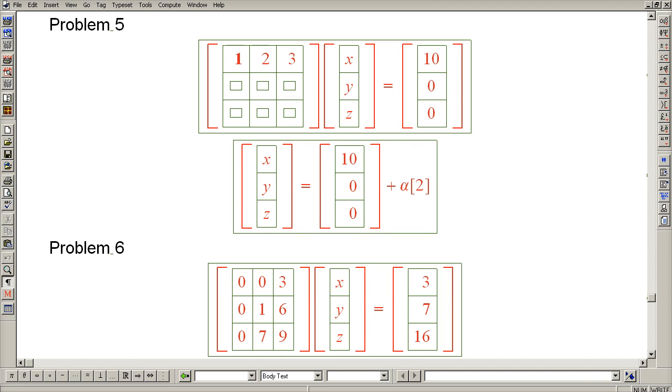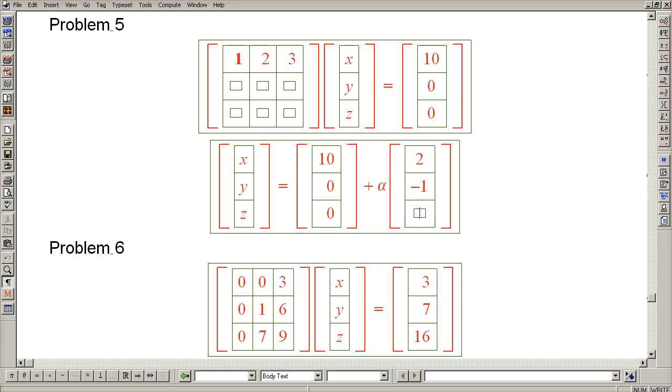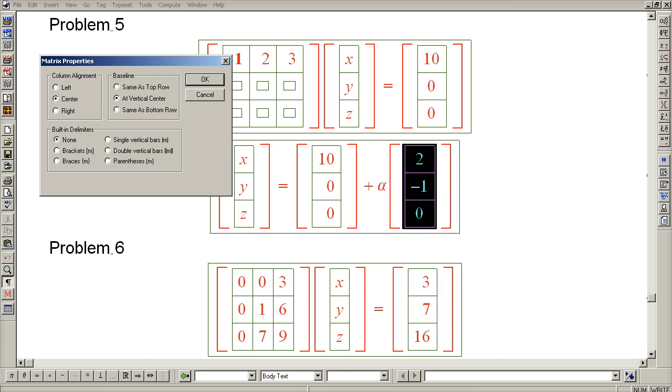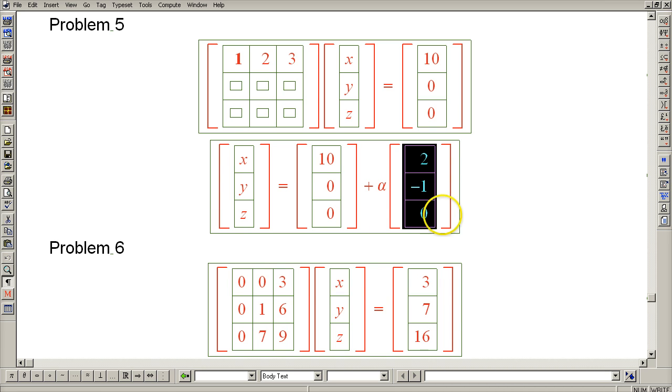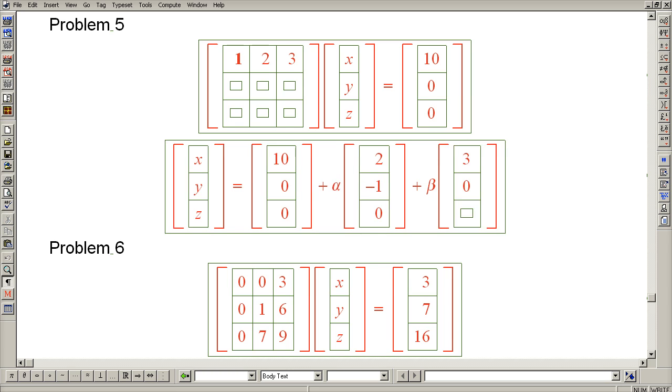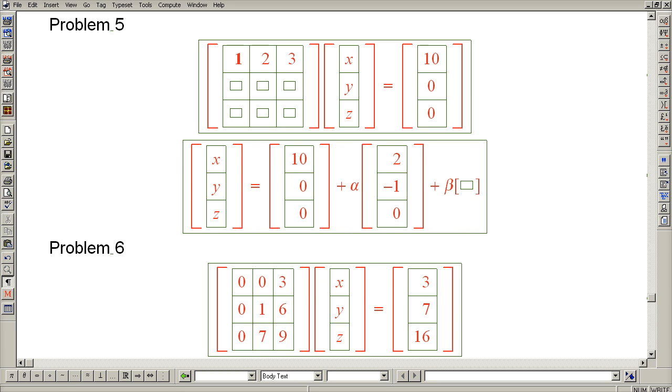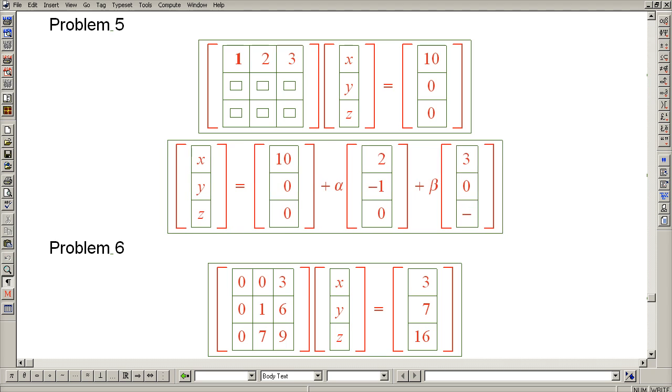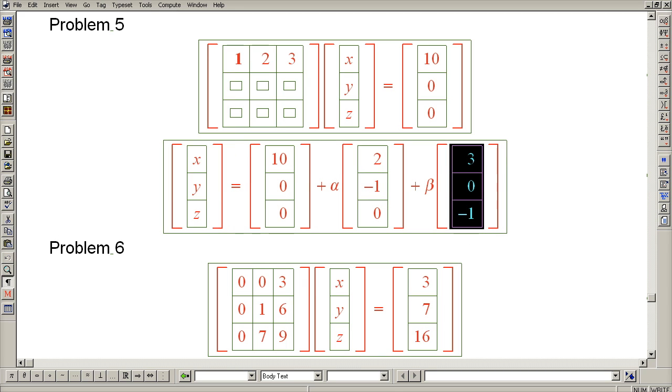The first element being 2, negative 1, 0, acknowledging the fact that the second column is twice the first. And the second element is 3, 0, negative 1, acknowledging the fact that the third column is 3 times the first column. So we're done with Gaussian elimination, and in fact, we're done with this problem.